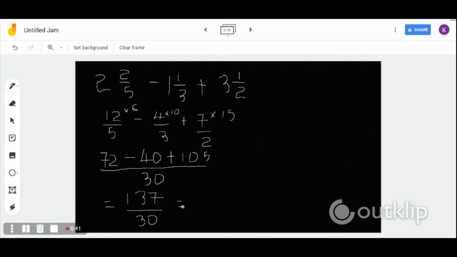You can leave it there, or you can write your answer as a mixed number. So as a mixed number, it would be 30 into 137 goes 4 times. Remainder 17. Remainder 17 over 30.